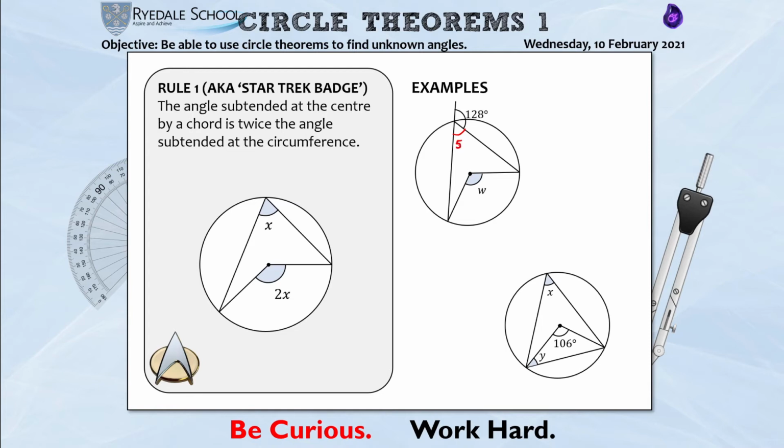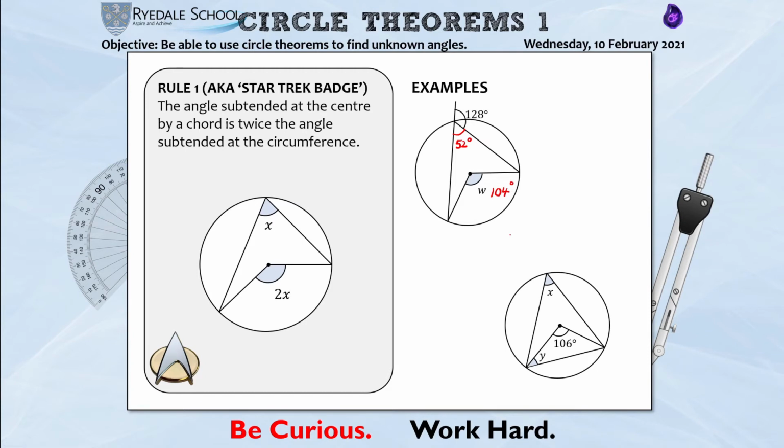Obviously we'd normally show a lot of working out. I'm going to do a lot of this very, very quickly today. So that must be 52. And that was using angles on a straight line, subtracting from 180. So W is 2 lots of 52, which would make it 104 degrees.